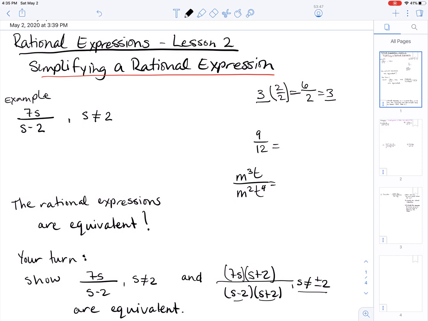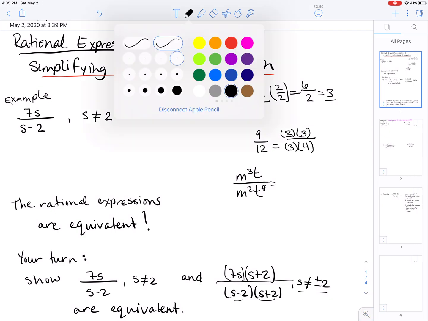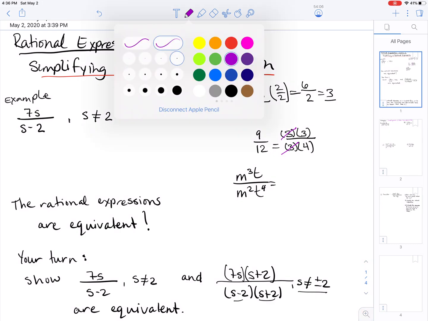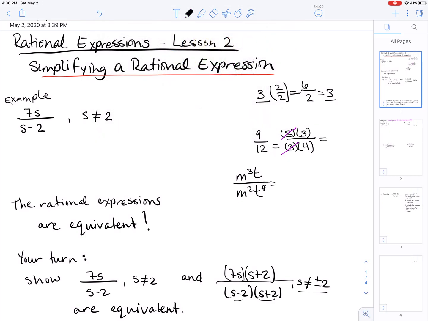Let's take another example. 9 divided by 12. How was that changed? Well, I know that 9 is the same as 3 times 3. I also know that 12 is the same as 3 times 4. From this, I can see that 3 divided by 3 is 1. So that means my final answer, if I simplify it down, of 3 over 4 hasn't changed. So 9 over 12 is equivalent to 3/4, again because of the 3 divided by 3, which is 1.